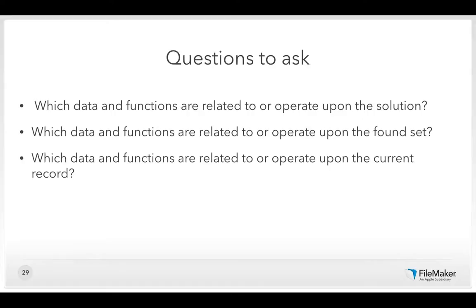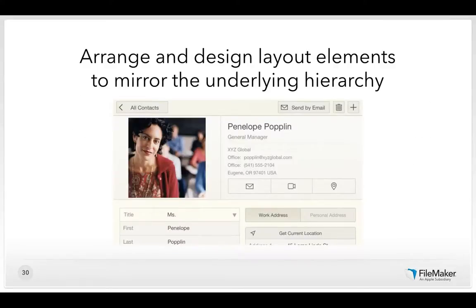And as you're going through the information you've collected and that you're putting into your solution, you want to ask what data and functions are related to or operate upon the solution. What data and functions are related to or operate upon the found set? What data and functions are related to or operate on the current record? And get a very clear distinction in your head between solution, found set, current record, and within the current record, what's most important, what's secondary, and how the sibling elements group together, how they are related to each other. Once you understand that, you want to start to arrange and design the layout elements to mirror the underlying hierarchy.